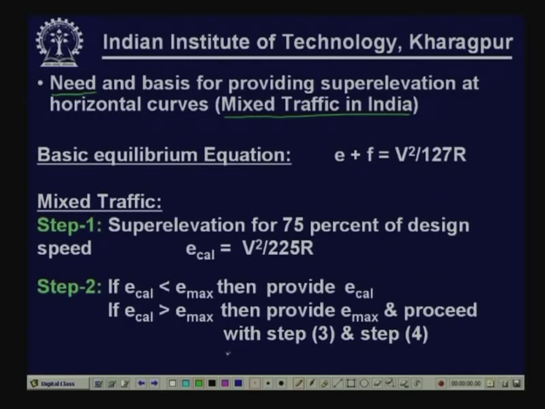The basic equilibrium equation which was used is this one: E plus F equal to V square by 127 R. Here E is the super elevation, F is the coefficient of friction, or what we called the side friction factor, V is the speed in kilometer per hour and R is the radius of the horizontal curve in meter. So, this is the basic equilibrium equation; super elevation and side friction factor together are counteracting the centrifugal force.